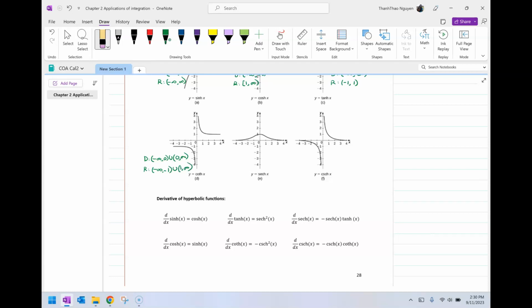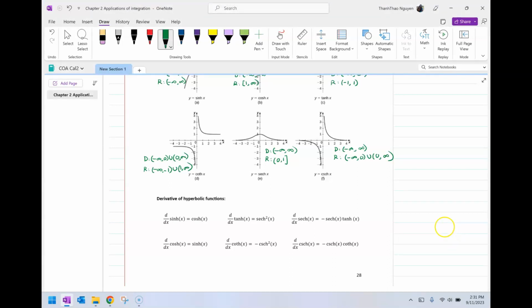The hyperbolic secant has the domain of negative infinity to infinity. The range is from 0 to 1. And the hyperbolic cosecant has the domain of negative infinity to 0 union with 0 to positive infinity, and the range of negative infinity to 0 union with 0 to positive infinity.